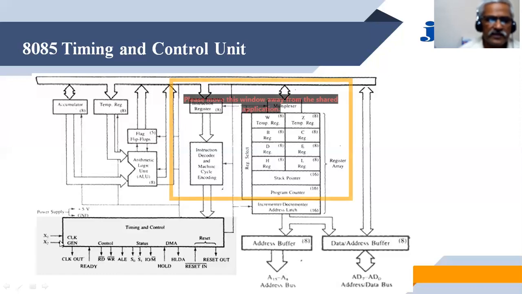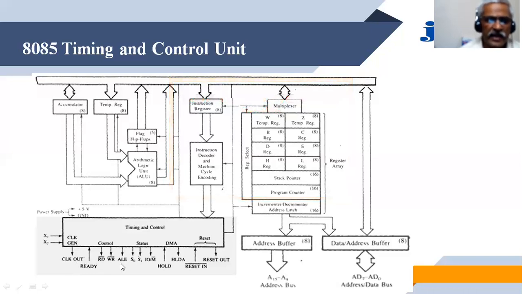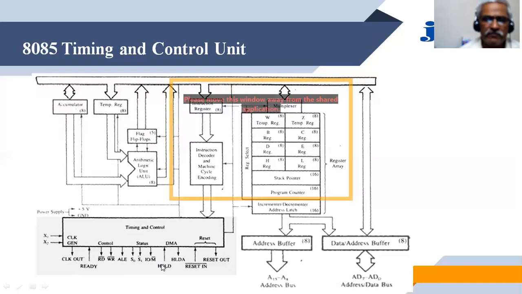As you can see, there is a provision for connecting the quartz crystal clock at the inputs X1 and X2. There is a clock out signal, which is part of the timing and control unit. There is a ready in signal. There are RD bar, WR bar, ALE (address latch enable), S0, S1, the status signals, and IO/M bar, another control signal, input output, oblique memory. When this pin is low, it is a memory related operation. When this pin is high, it is an IO related operation.